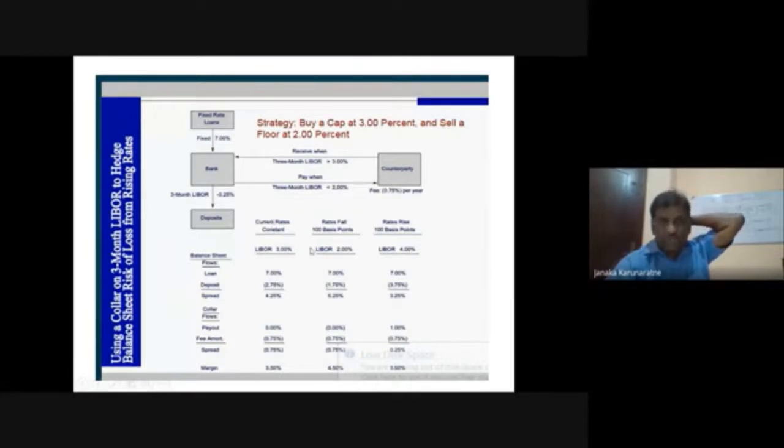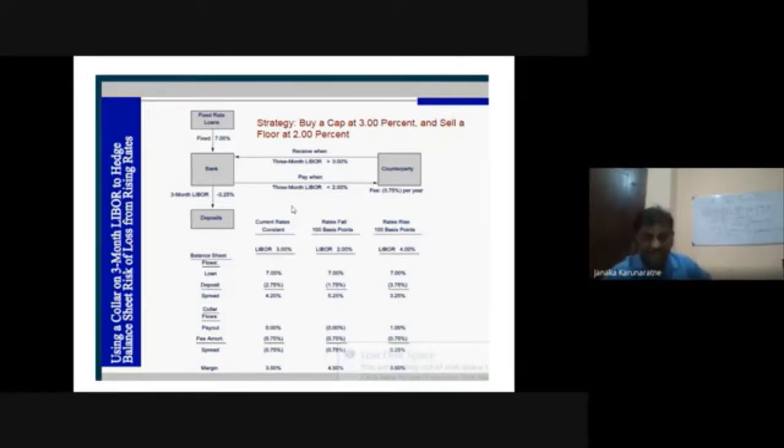Now you can have a reverse collar also, which I'll explain. So when you look at the market scenario, say if you just have a cap, the cap will only protect your part. But what about the depositor? The depositor will not be protected. You see? So that's why there is a collar, which will protect both, against the rising interest rate, but having a floor also.